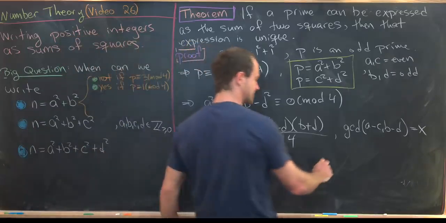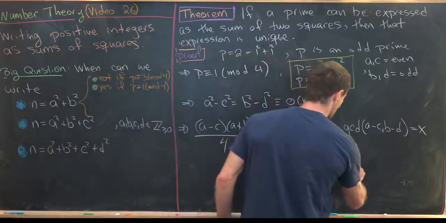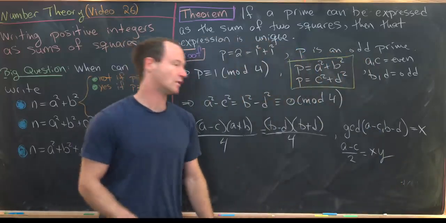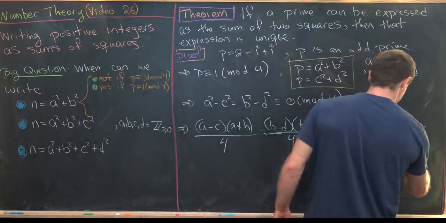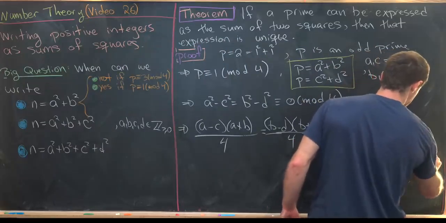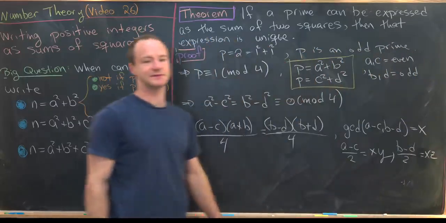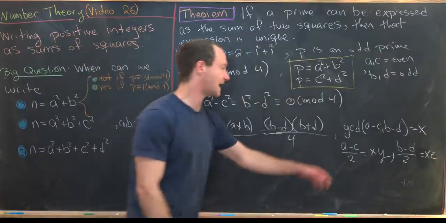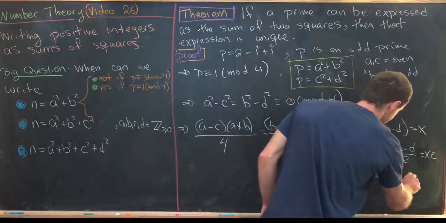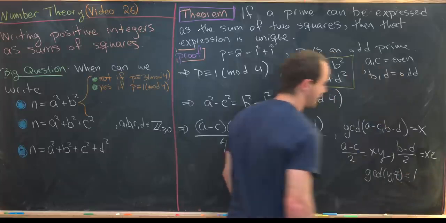And so that tells us that a minus c over 2 is a multiple of x. We could call it x times y. And b minus d over 2 is also a multiple of x. We could call that x times z. And then by construction, the GCD of y with z is equal to 1.